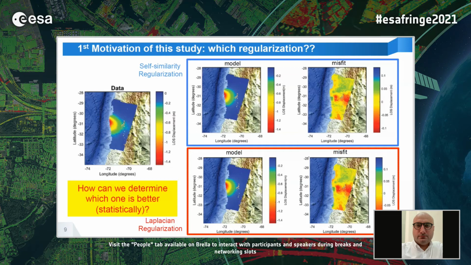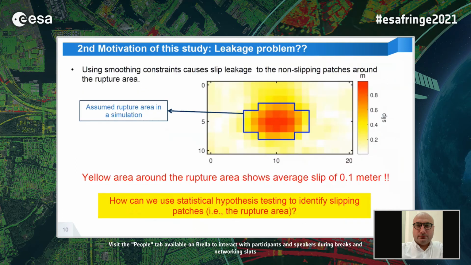The next slide is the second motivation, that we have this leakage problem. When we do this smoothing via one of these methods, a lot of slip leaks to non-slip patches. In this figure, we have results of one simulation. The blue area shows the rupture area where we assume slip. Everywhere outside the blue area, we assume no slip.